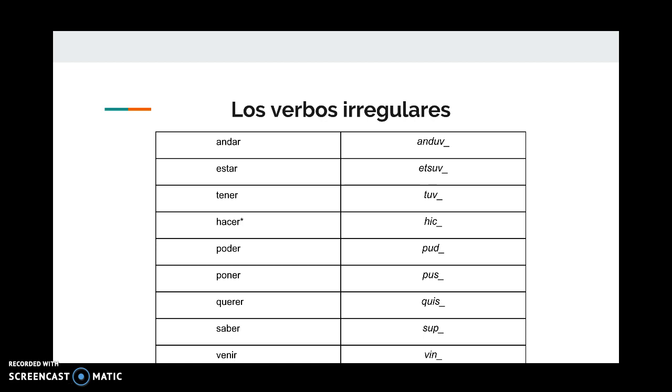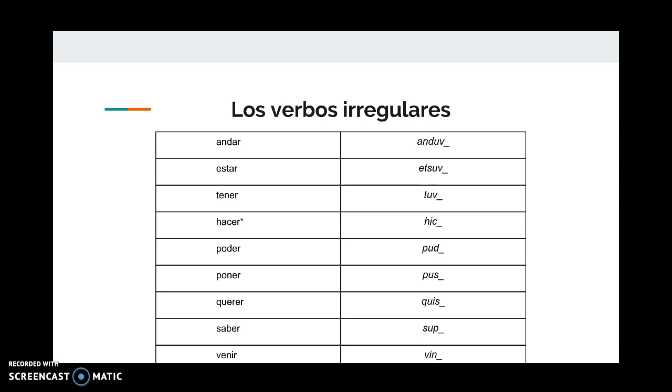And please note there's a typo on my PowerPoint here. The strange stem is estuv, E-S-T-U-V. The next one is tener, to have. The strange stem is tuv. After that, we have hacer, which is to make or to do. The strange stem is hic.